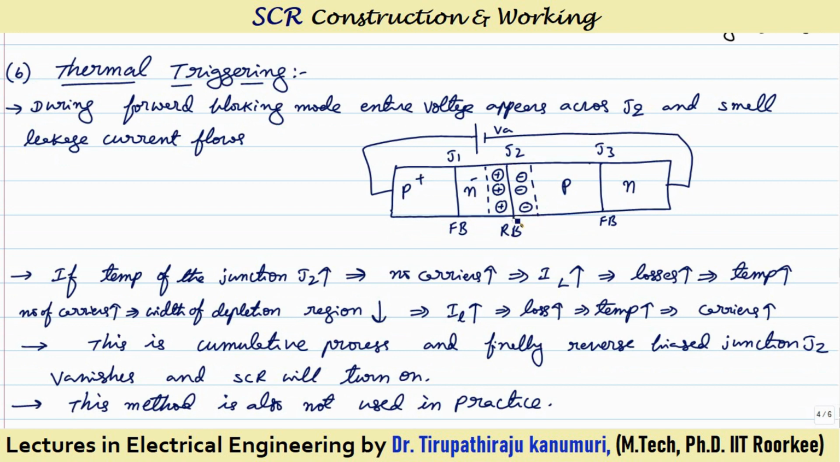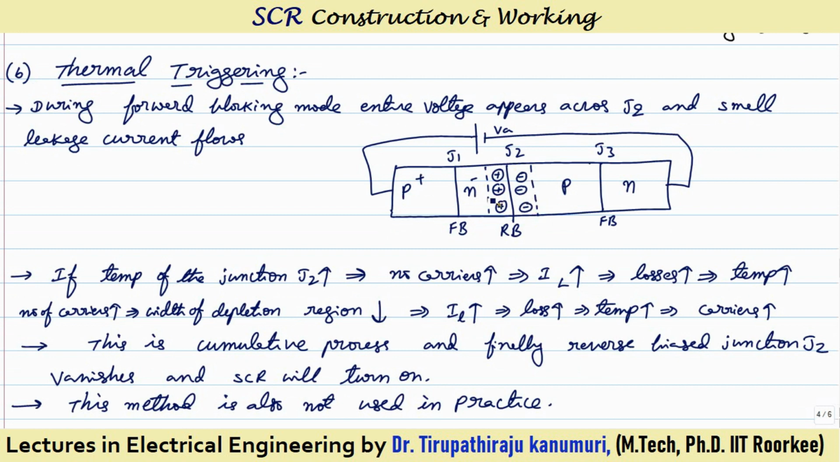Now if you increase the temperature across this device, that means the temperature at the junction J2, then thermally generated carriers will be generated. The carriers will be both electrons as well as holes. Out of the carriers that are generated, some carriers will pass as a leakage current and some will recombine. For example, if electrons are produced here, this electron will recombine with the positive ions. Similarly, holes that are produced will recombine with these negative ions.